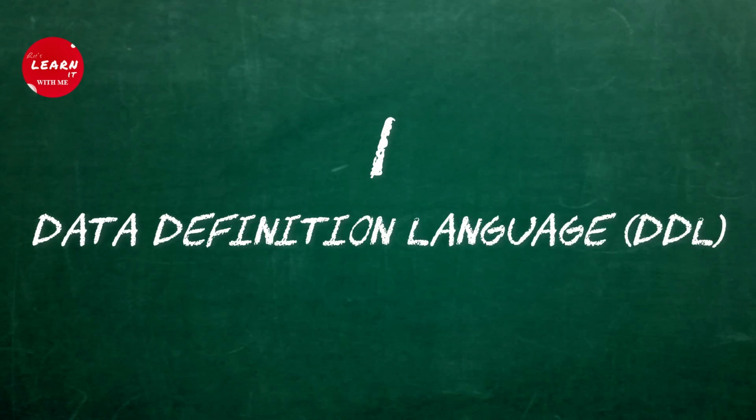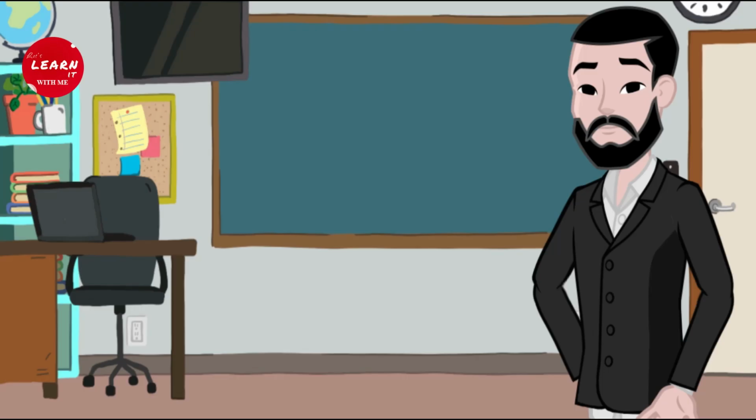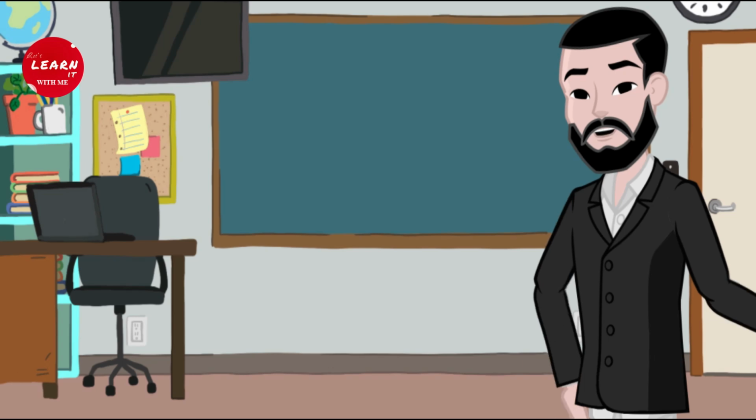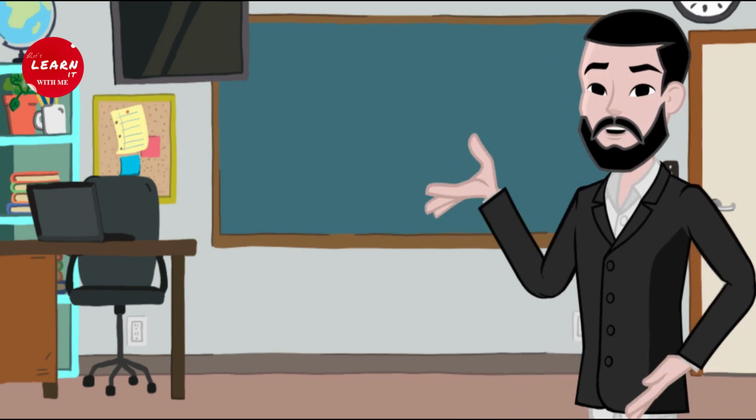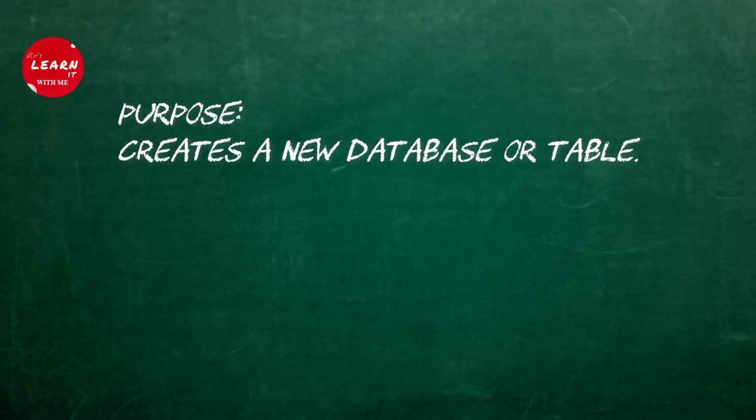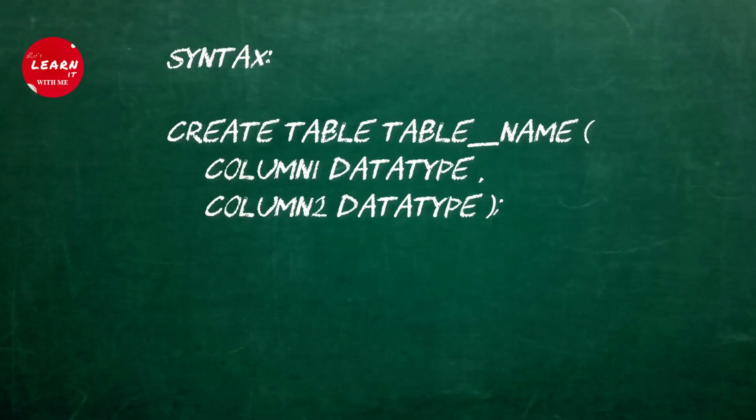1. Data Definition Language, DDL. DDL commands are used to define or modify the structure of a database. The first command is create. It is used to create a new database or table. The syntax for create command is as follows.